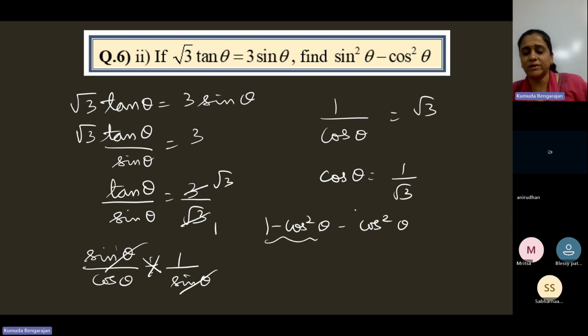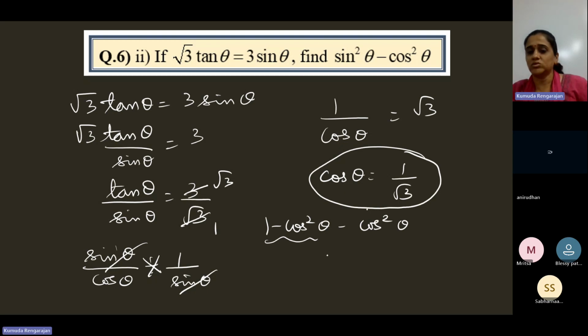Why are we writing like that? Because we have the value of cos theta. Cos theta is 1 by root 3. So write the sine square theta as 1 minus cos square theta, minus cos square theta. Now put the value of cos theta and evaluate.